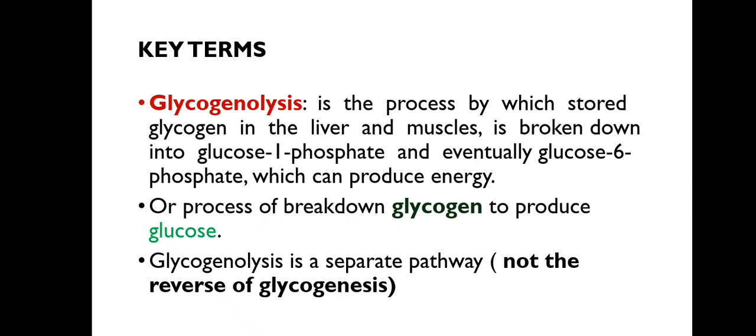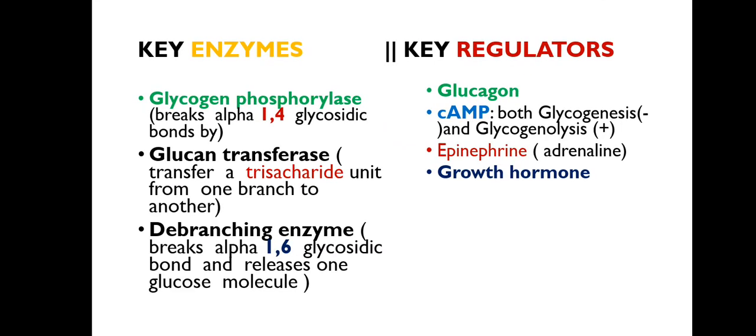But I need you to also know that glycogenolysis is a separate pathway. It is not the reverse of what? Glycogenesis. I know you may try to pair the terms since I'm talking about glycogenolysis, which is breaking down, and you may start pairing it with glycogenesis. No. Glycogenolysis is a separate pathway and not the reverse of glycogenesis. Alright. Now, let's look at the key enzymes. Let's look at the key enzymes of this glycogenolysis process.